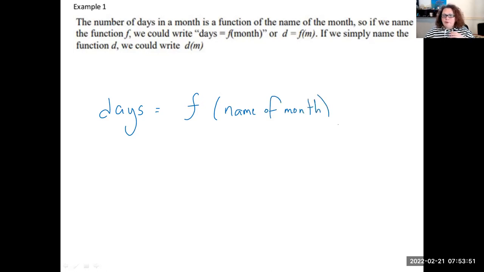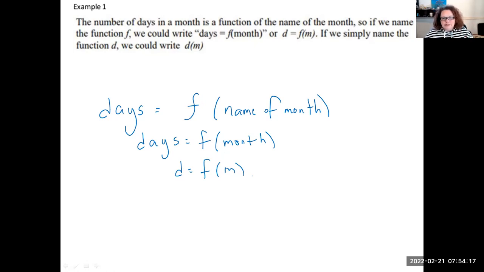All right, so what that means is, and they took it down further to where you can say days is equal to function of month. It means the same thing. And just to make it simpler, it's just D is equal to function of M. And those are just abbreviations to make it smaller and easier to deal with, and getting you used to using the abbreviations.